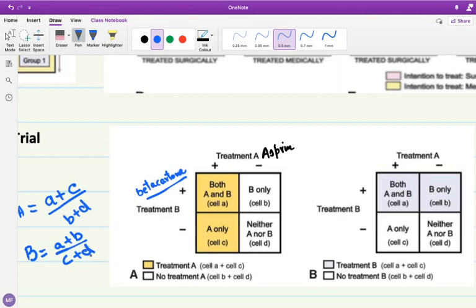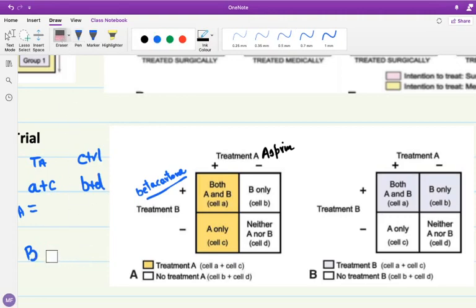All right. So we could evaluate the effect of treatment A by comparing the results of A plus C with, don't mix up with this, let me write it in a different way. In order to compare the effect of treatment A, we say A plus C is our treatment A, versus our control. In this case, the control would be B plus D.